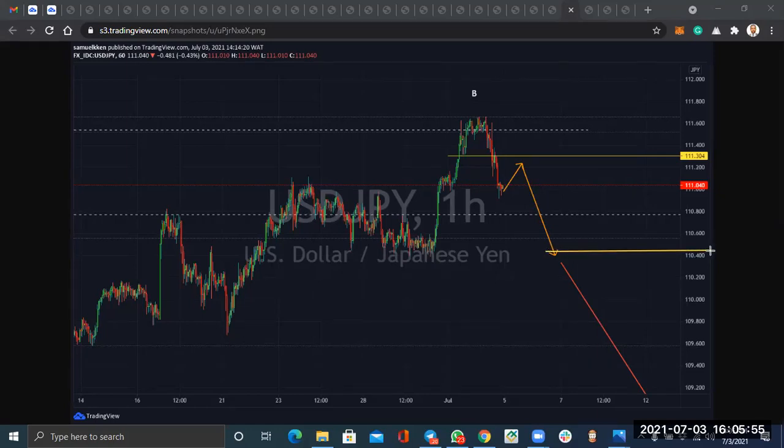0.4 is the minimum target. Then if it breaks this level and gives us another sell setup, then we continue to sell. So that's the idea I have about this.